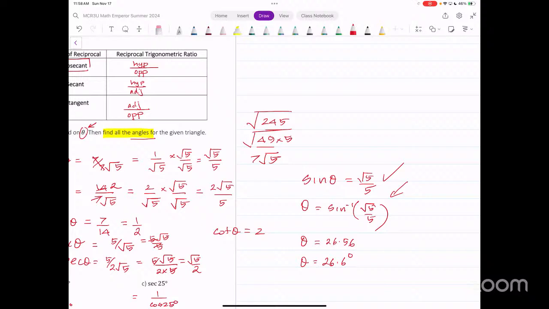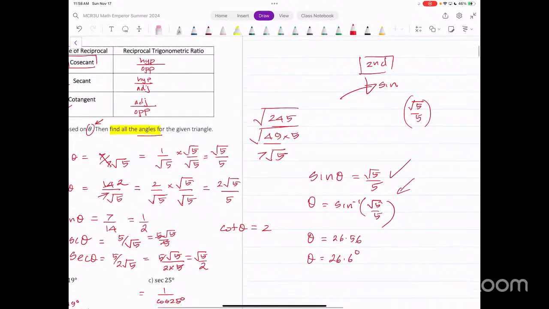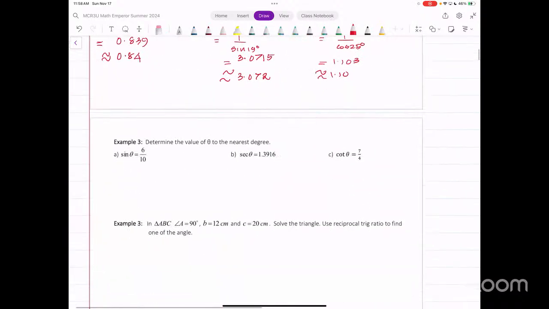Do you know how to use it? Kind of. So in your calculator, there's a second function, and then you click the sine. But the problem is your calculator works the other way around. First, you need to type root 5 over 5, print a number first, then the second function, then the sine function. Okay. All right. Now, you guys know how to find the inverse.